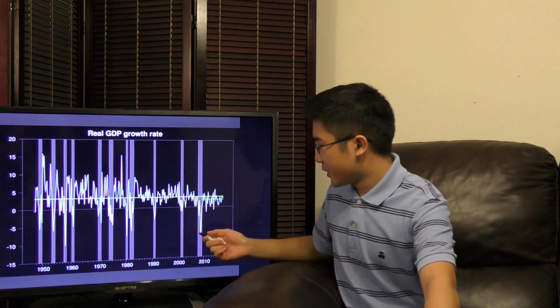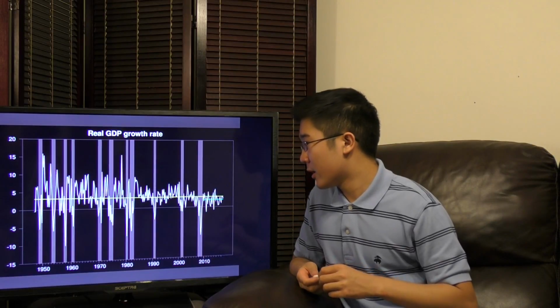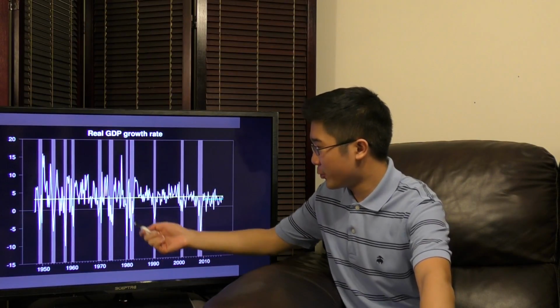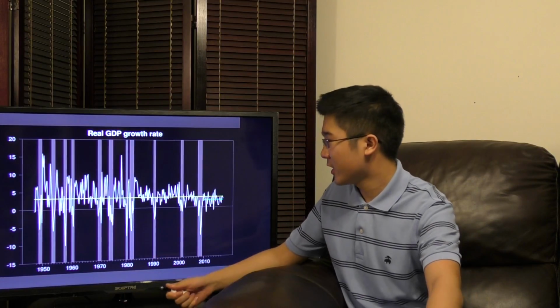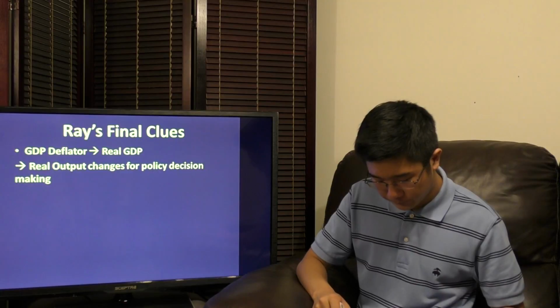Now, the gray areas here, as you might figure out, are recessions, and a recession is basically 2 straight quarters of a decrease in GDP and production. That makes sense because we see here real GDP is always declining during recession years. That's just common sense and definitions.